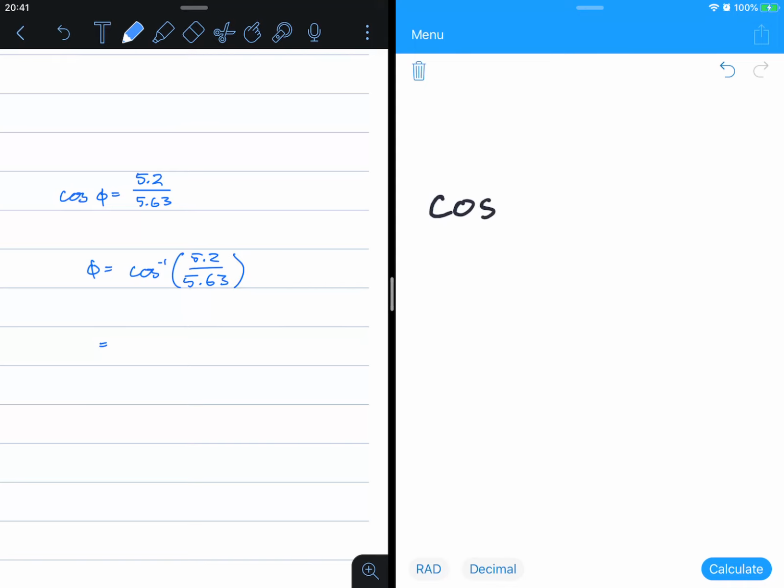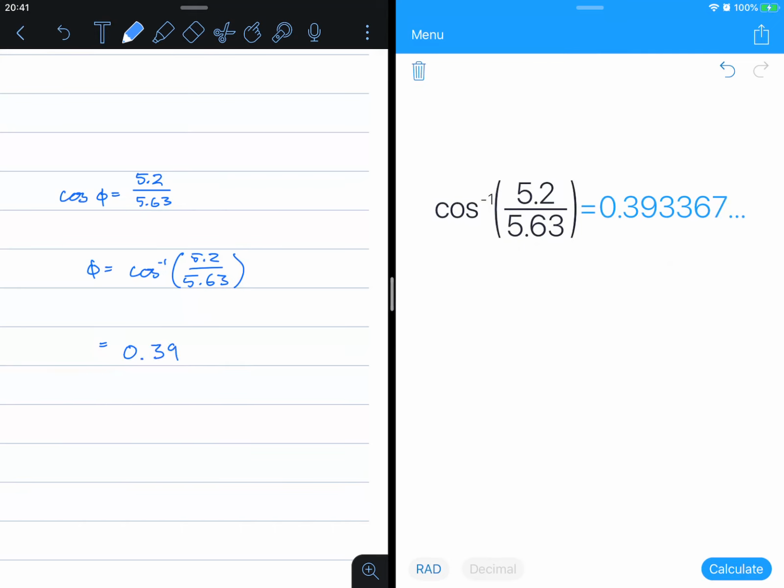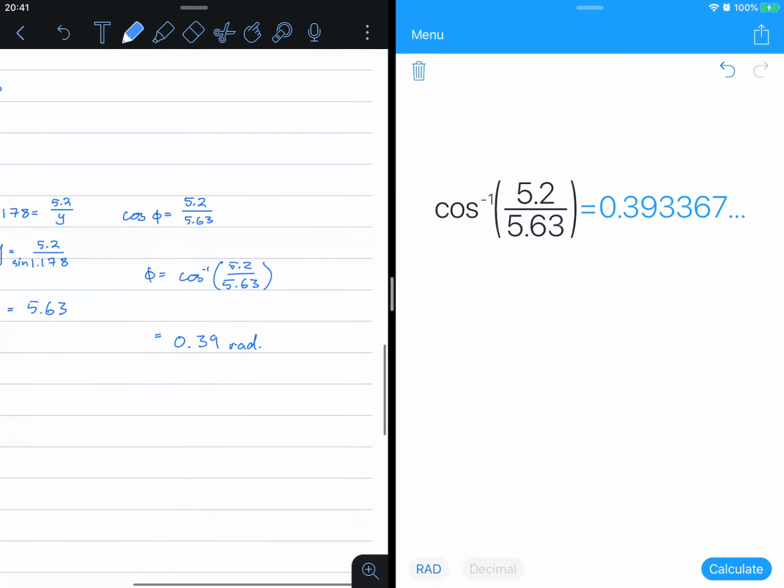So cosine inverse of 5.2 divided by 5.63. This is equal to 0.39 radians. That's two decimal places.